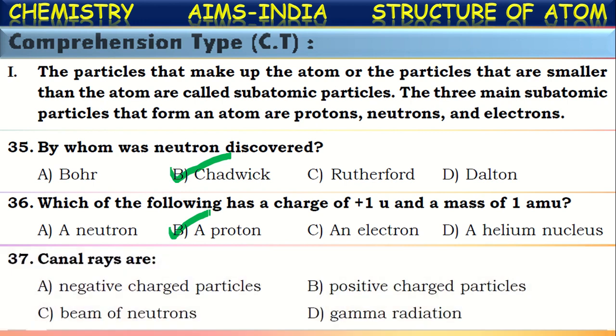Next, canal rays are nothing but positively charged particles. Anode rays are also called canal rays. They are positively charged particles. The smallest canal ray is proton. Okay, canal rays are positively charged particles.